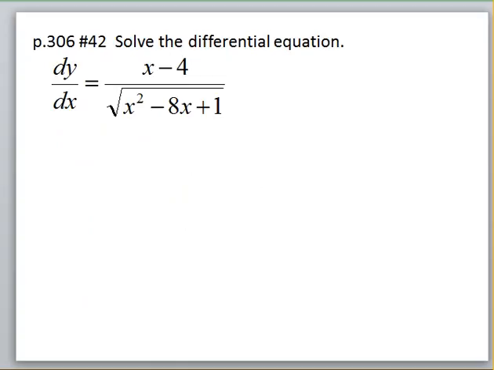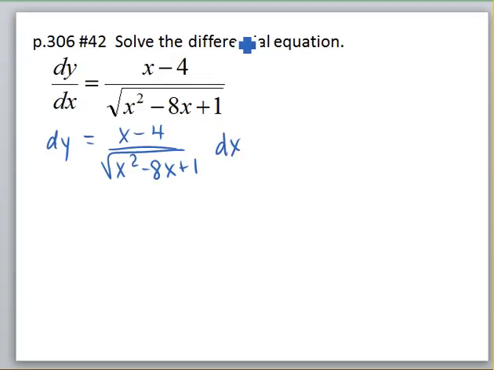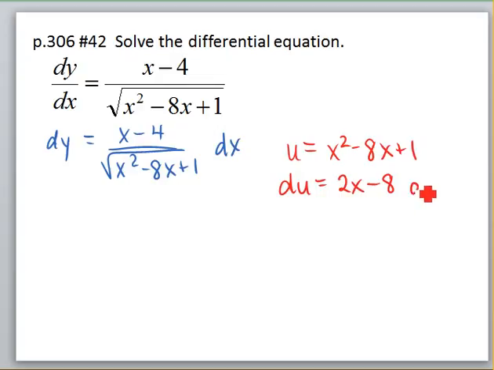In this next problem, we're going to solve another differential equation, so I'll go ahead and start by moving my dy to the other side, or my dx to the other side, excuse me. I know this requires substitution because I don't know how to integrate something with a fraction, so I'm going to make my u what's underneath this square root, x squared minus 8x plus 1. So when I take the derivative, I get 2x minus 8 dx.